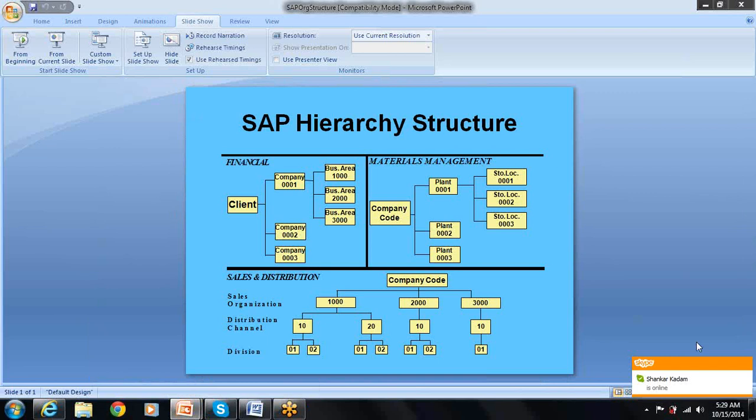Now to perform all these functionalities in the SAP ERP system, we need to design or frame the organization structure. We call it the SAP hierarchy structure. A group of functional consultants will be involved to design or frame this organization structure, like financial consultants, materials management consultants, sales and distribution consultants, etc. The customer or the client will provide all the input parameters as per the client requirement. The functional consultants will configure the system.